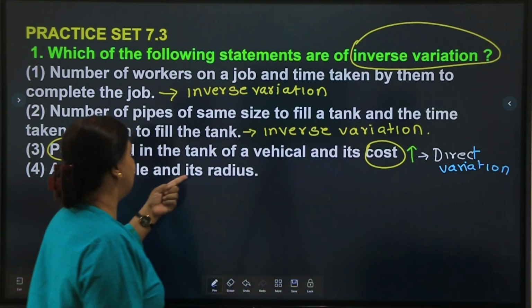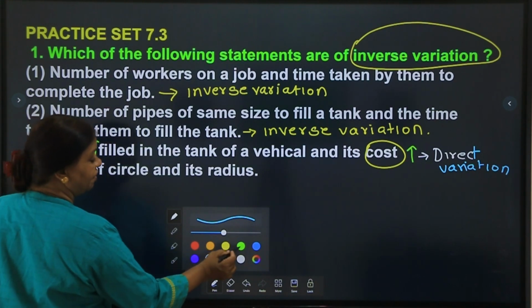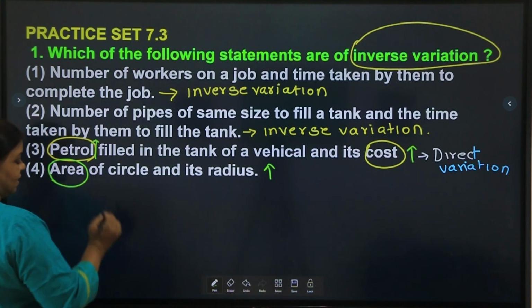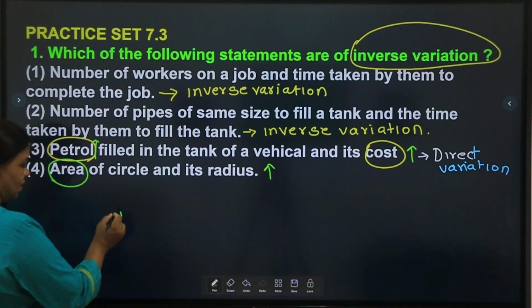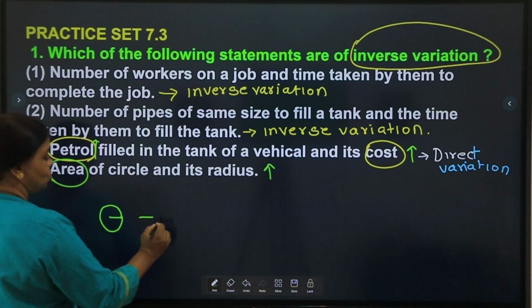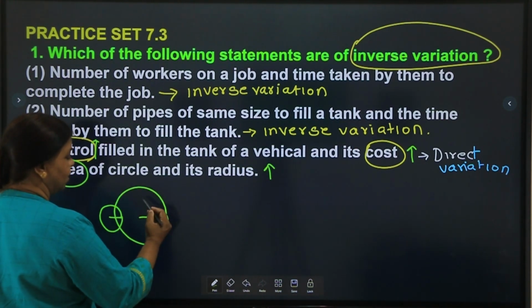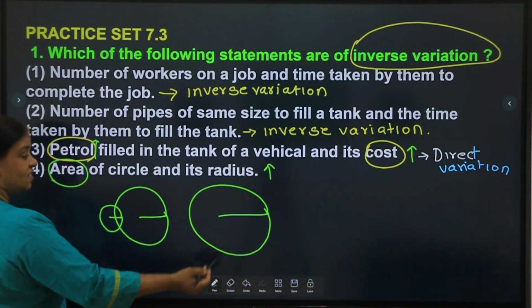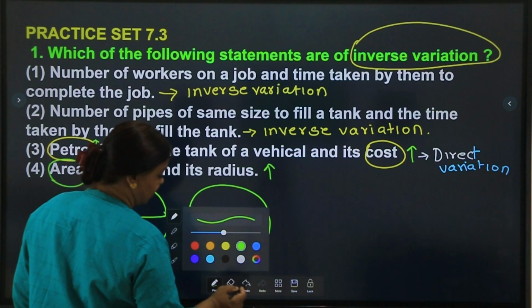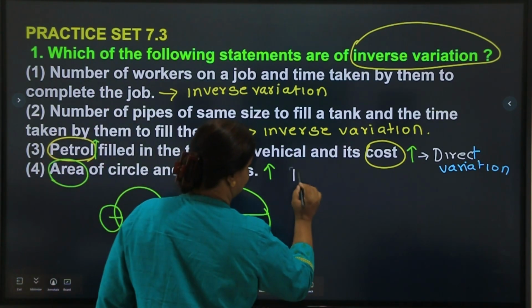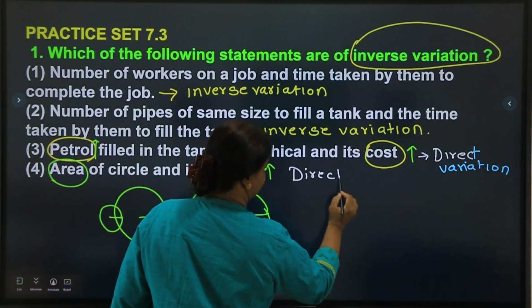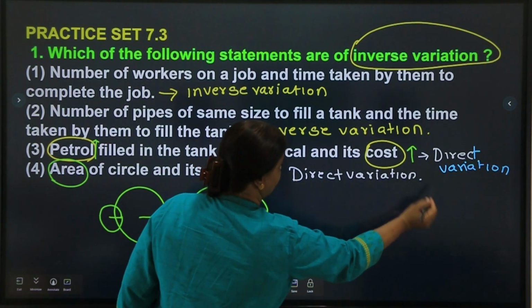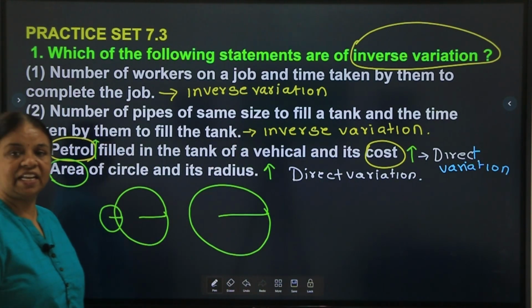Now area of a circle and its radius. If the radius is increasing, the area of the circle will also increase. For example, if it is 1 centimeter, the circle will be so small. If it is 2 centimeter, the circle will be so big. If it is 3 centimeter, the circle will be further big. So if the radius is increasing, area is also increasing, and this is which one? Direct variation. Okay, let's move to the next question, children.